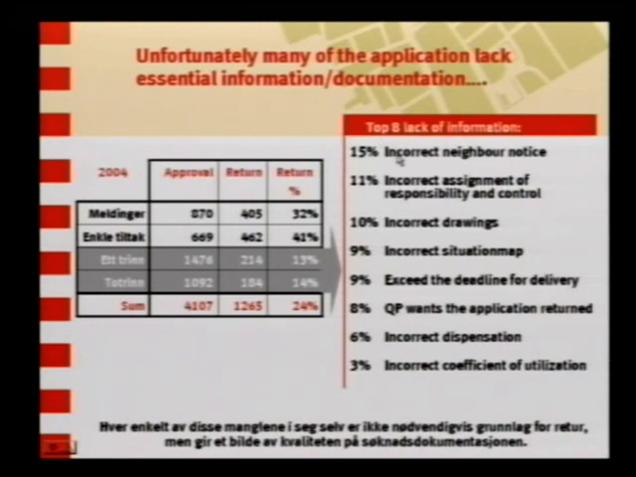we are returning a lot of applications each year. As you can see, we take about 4,000 applications, and we do return them because there is a lack of essential information. And if you see here, this is the top 8 lack of information. Almost every one of these reasons is possible to eliminate with BygSøk and with IFC.